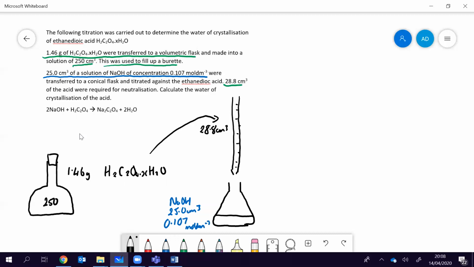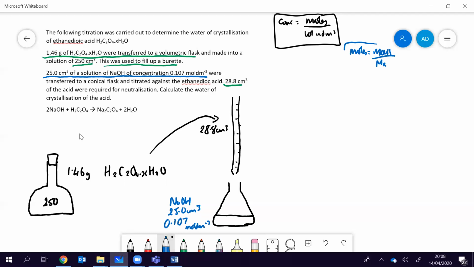Let's just write our two equations up here. So we want conc is equal to moles over volume in dm cubed. And we also want moles is equal to mass over Mr. So let's see what we can do here. Well, we need to work out the moles. Can we work out the moles of the ethanedioic acid? Well, we can't. We've got the mass, but we can't work out the Mr because, of course, we don't know the value of X there, do we? So that's not the way forward.